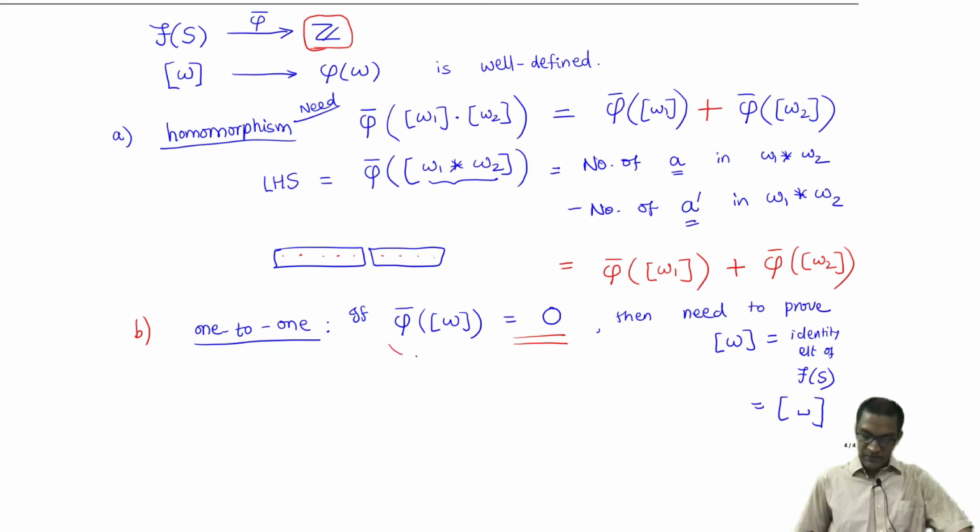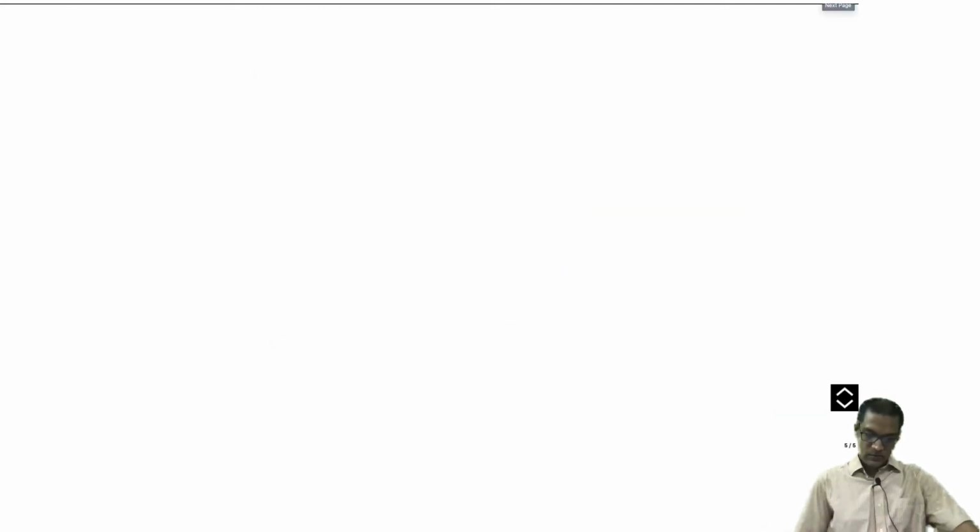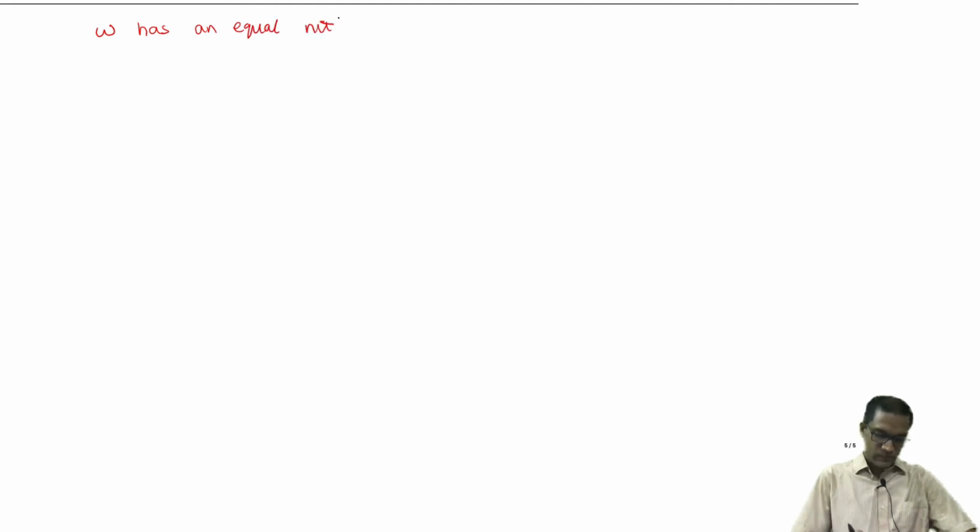So, the fact that phi bar of a word is 0 just means that the word has an equal number of a's and a primes. Okay. So, let us go here. The word w has as many a's as a primes, an equal number of the alphabet a and the alphabet a prime.